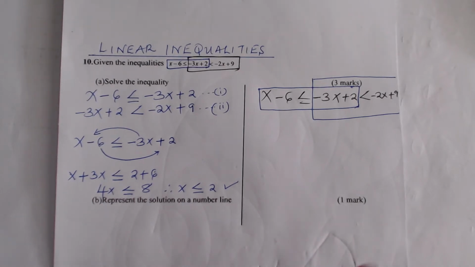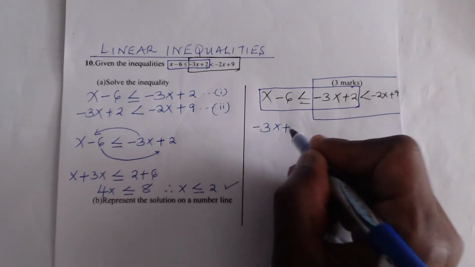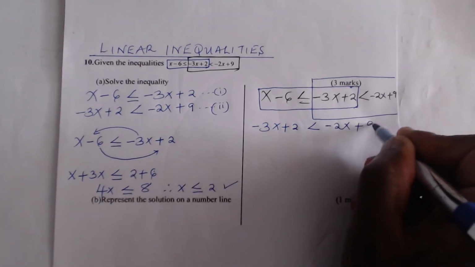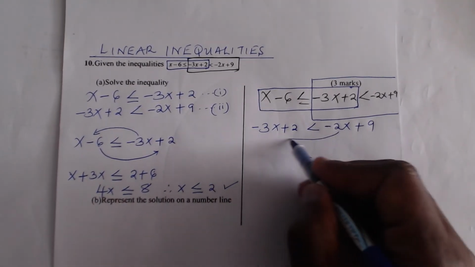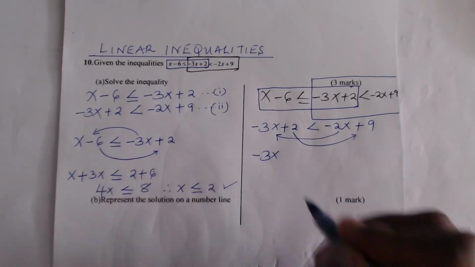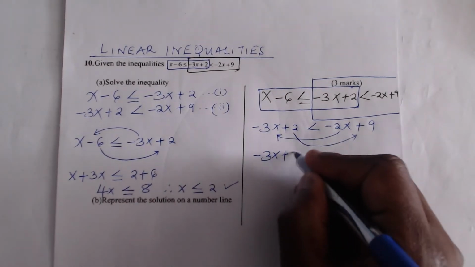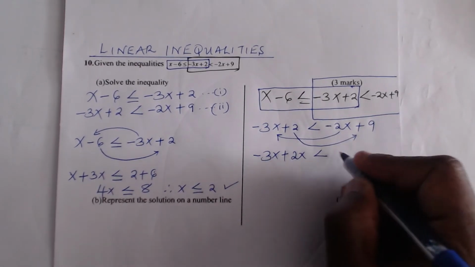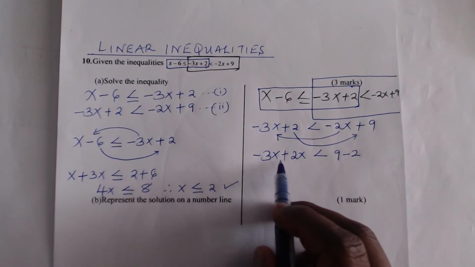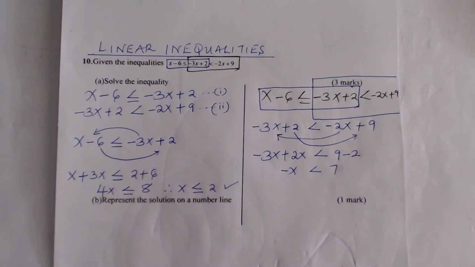The second one: -3x + 2 < -2x + 9. Like terms together again. I'll take this one to this side, and this one to that side. So I'll have -3x + 2x < 9 - 2. So -3x + 2x would be -x < 7.